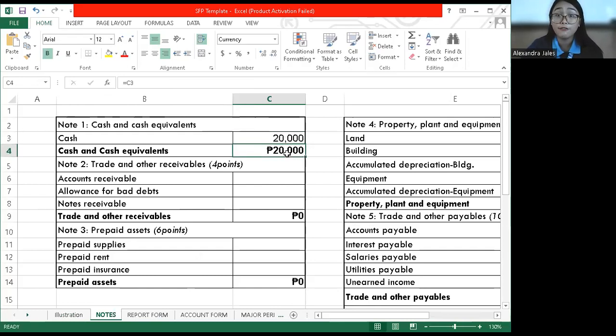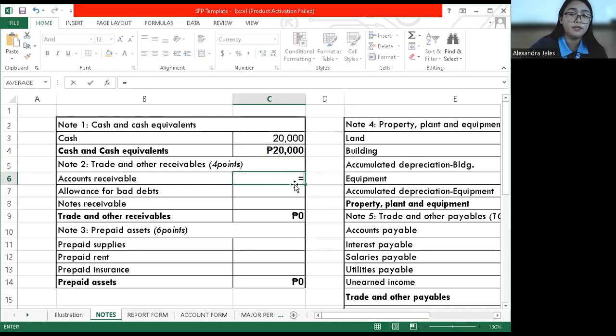And there is actually a formula already. Do not worry because in your Excel, there is also a formula. I already provided you the formula. You just have to add, okay? Add only all the accounts in your cash and cash equivalent. Take note, this will be the notes that you have to take note of in preparing the report and account form.